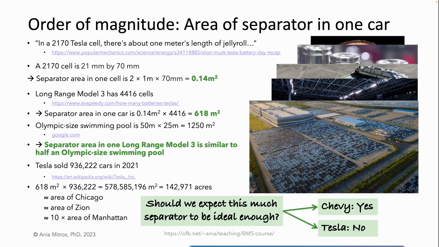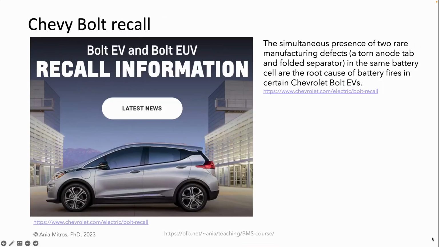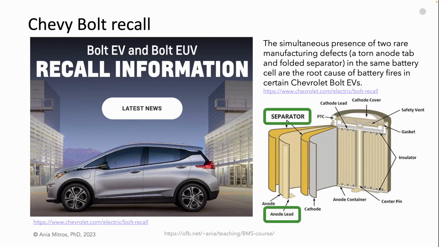There are 2 correct answers. Chevy says yes, Tesla says no. Let's look at Chevy first. Chevy recalled the Bolt due to some exothermic events, fires, which Chevy explained as being caused by the simultaneous presence of 2 rare manufacturing defects, a torn anode tab and folded separators, in the same battery cell. The Chevy Bolt manufacturing defect meant that sometimes, in some cells, the cathode and the anode were not properly separated. Sometimes, in some cells, they would short, and that led to thermal runaway.